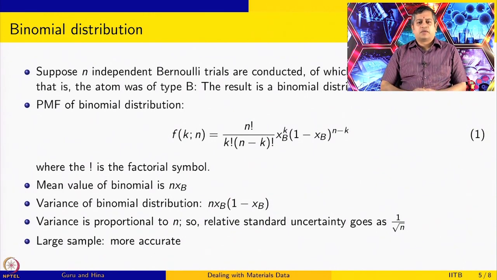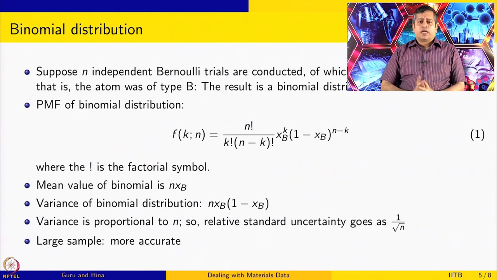So they are all multiplicative. So you just multiply and you get the result. The mean value of the binomial distribution is n times xb, whatever is the probability that you are assuming. And the variance of the binomial distribution is n times xb times (1 minus xb).